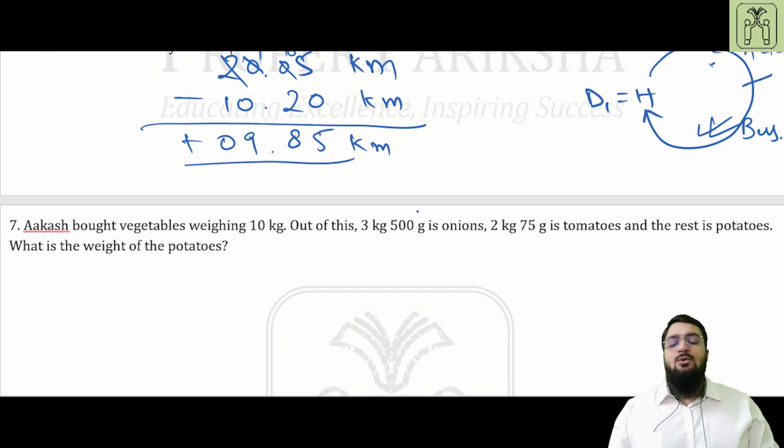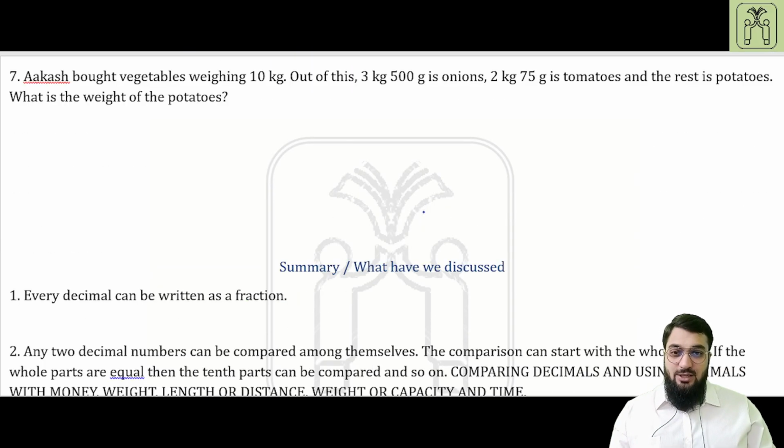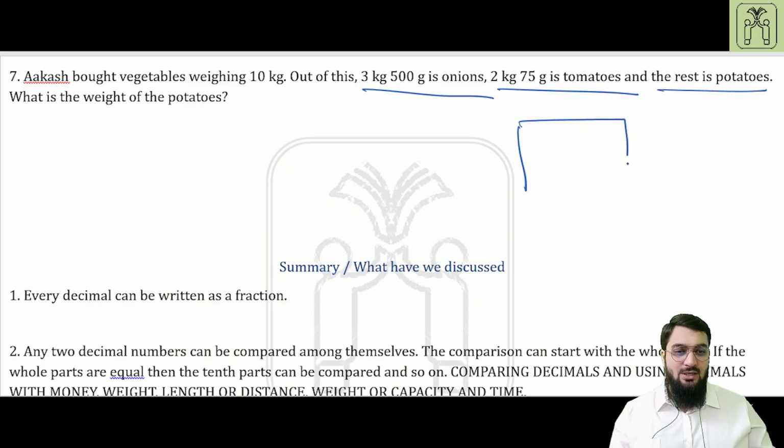Okay. Question number 7. Akash bought vegetables weighing 10 kilograms. Out of this much is onions, this much is tomatoes, and this much is potatoes. What is the weight of potatoes? Okay, so here we can say that this is a particular basket that is weighing as of now. What is the weight mentioned? That is 10 kilograms. Okay, as till here everything is clear.